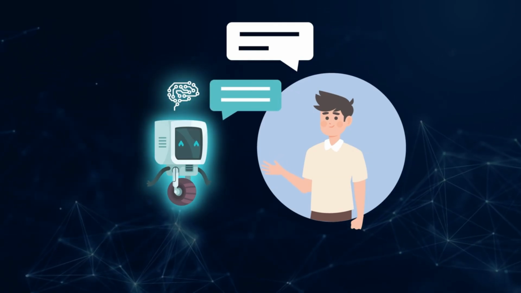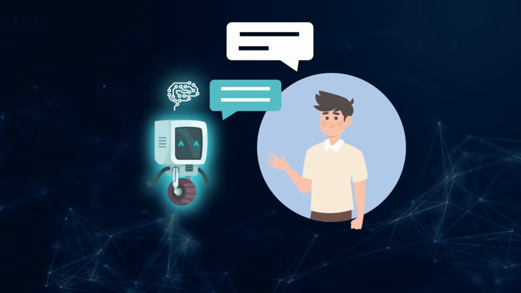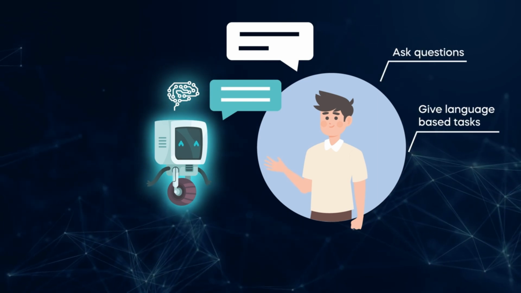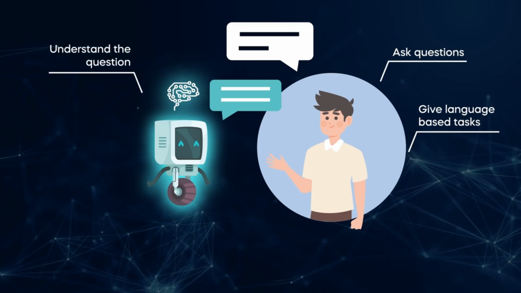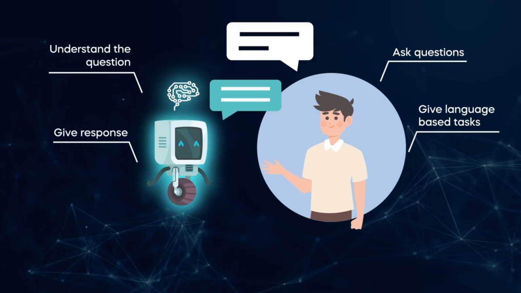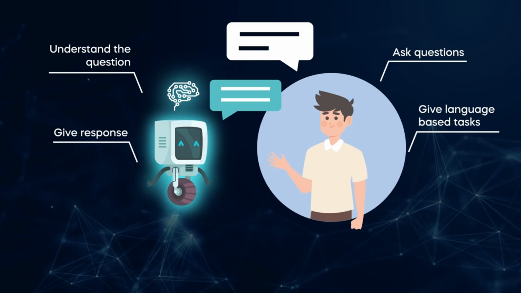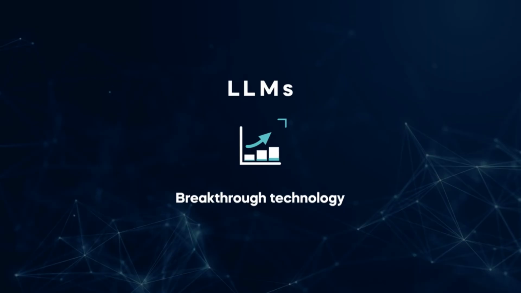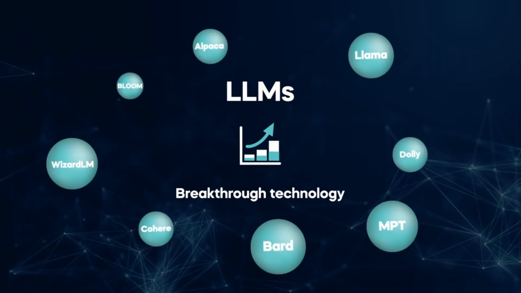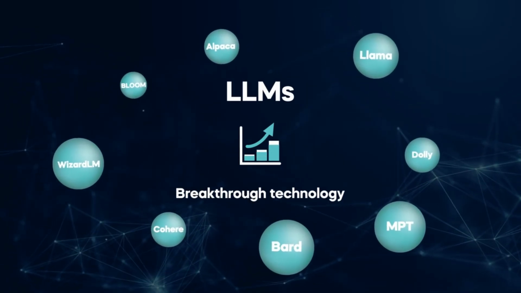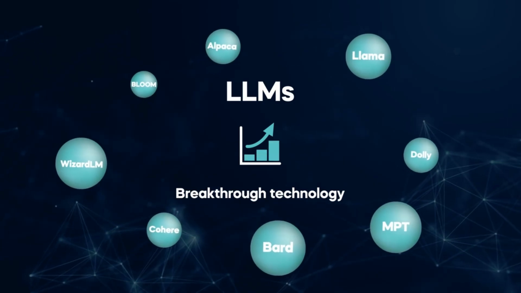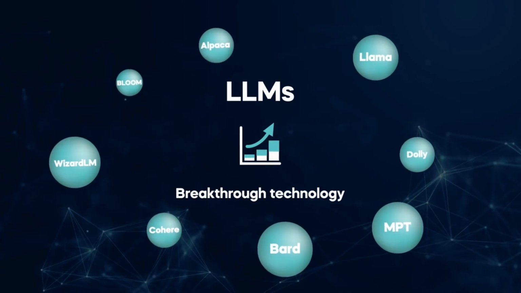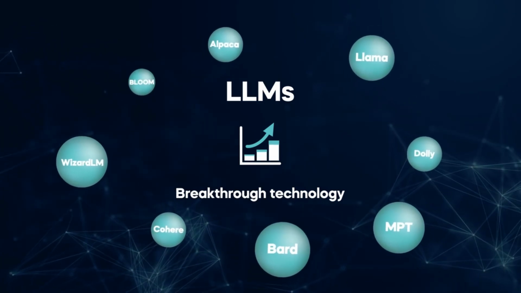And not only that, but the machine can actually talk to you about what it knows. You can ask it questions or give it a language-based task, and the machine will understand your question and be able to give you an appropriate response. Large language models represent a transformative breakthrough in the field of artificial intelligence and natural language processing. These models are a testament to the remarkable progress made in machine learning, enabling computers to understand and generate human language at an unprecedented scale and complexity.